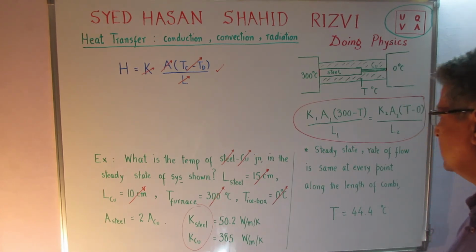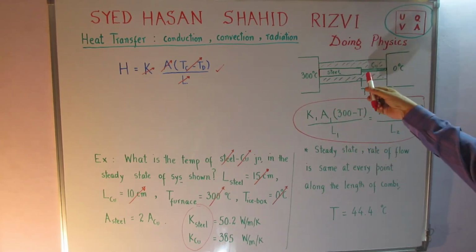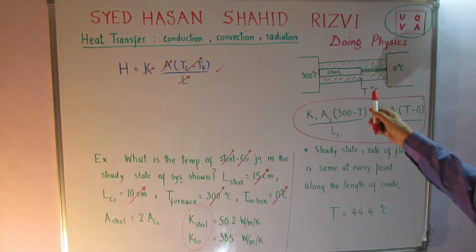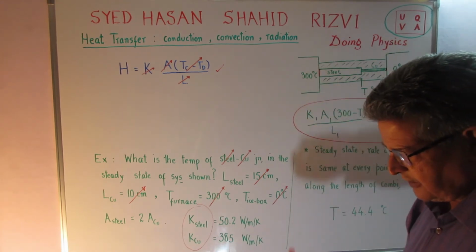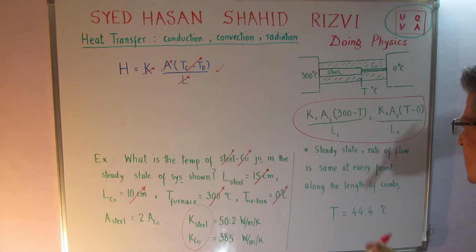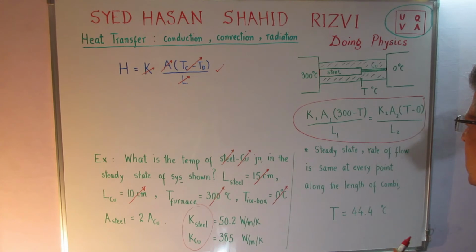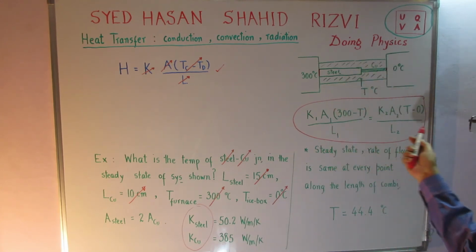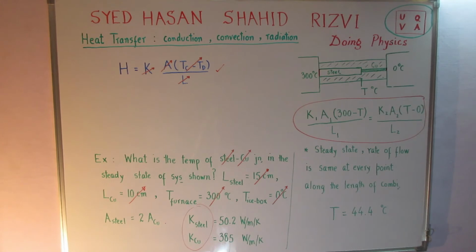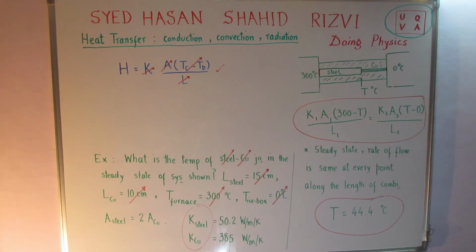Whatever heat is coming into the steel flows in the steady state and then goes to the copper, and of course the temperature over here at the junction we have taken as T, and this is what we are going to calculate. When we substitute the values of K1, A1, L1, K2, A2, L2, we can carry out the mathematics, and in this particular case we find the temperature of the junction to be equal to 44.4 degrees Celsius.